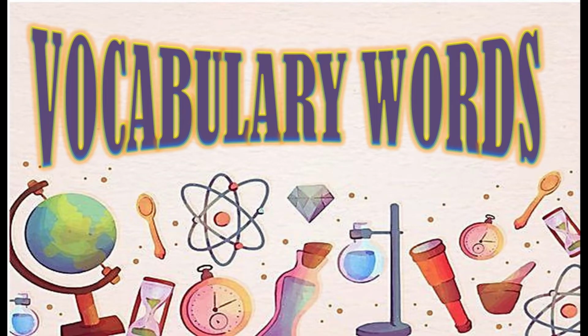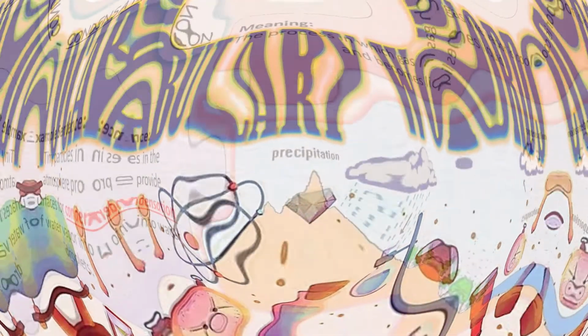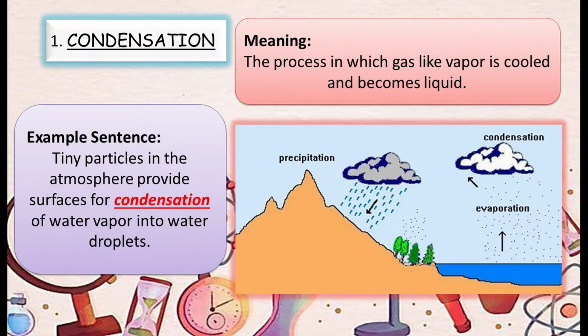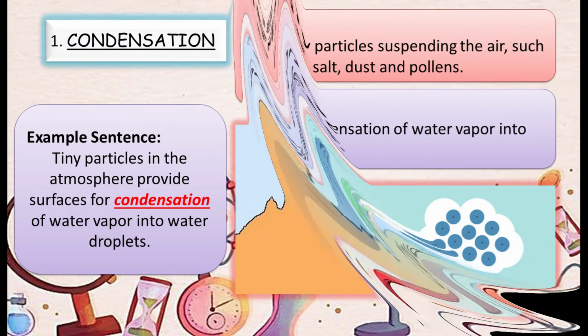First, let's learn some vocabulary words. The first word is condensation. Condensation is the process in which gas like vapor is cooled and becomes liquid. Example sentence: tiny particles in the atmosphere provide surfaces for condensation of water vapor into water droplets.